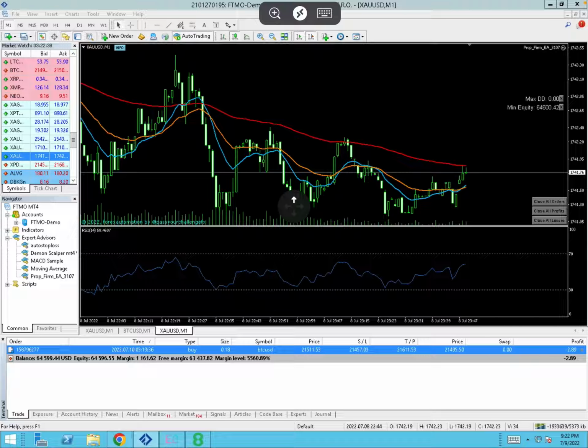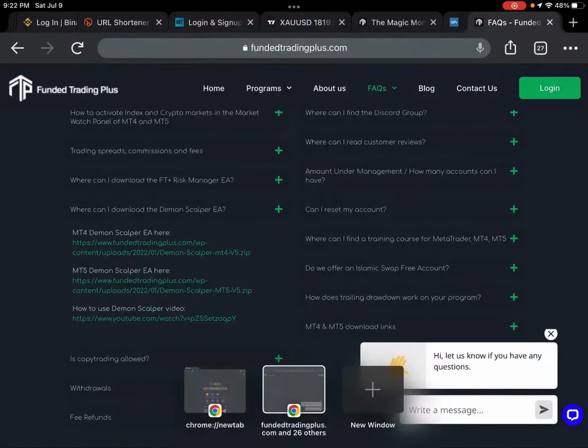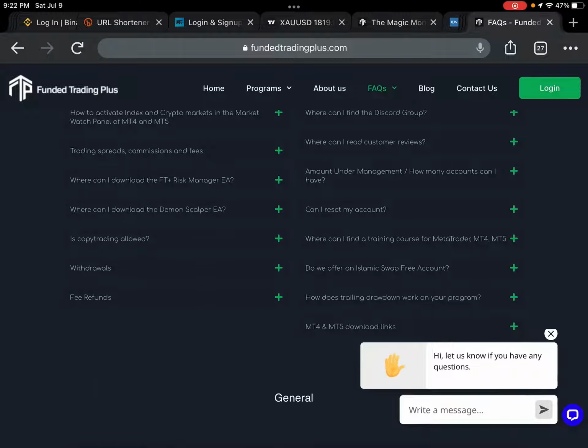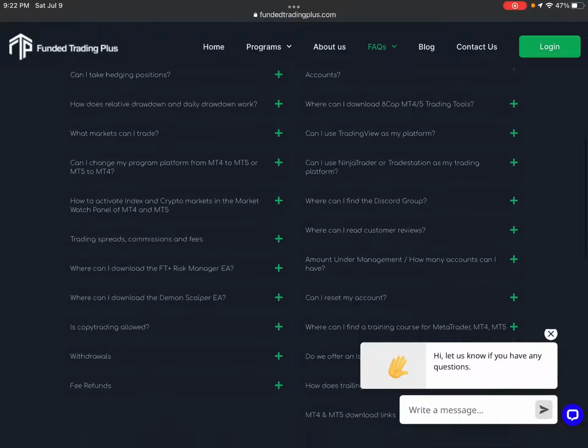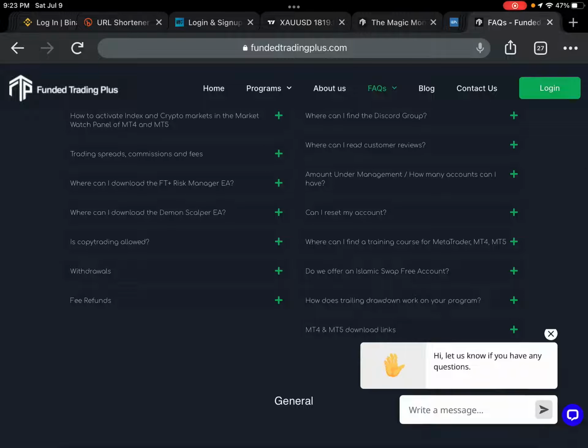So where do you get the Demon Scalping tool? Well, we're going to go over here to Funded Trading Plus, and this is their FAQ page. So it looks like this, and everybody, when I send them here, says, I can't find anything about the Demon Scalper. Okay, fourth from the bottom of this last lot, where can I download the Demon Scalper EA?